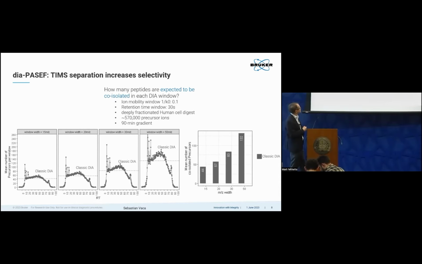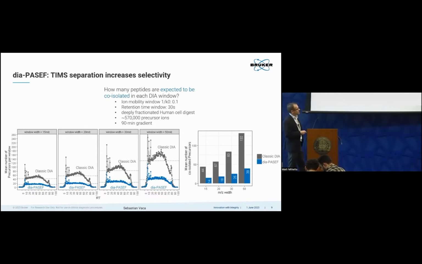So we go from 15 mass-to-charge to 20 to 30 to 50. What we see is that, without mobility, the mean number of precursors that you isolate is really quite high, right? And obviously, as you go to wider windows, the number of co-isolation events is larger and larger again. But if we now take that same data set and look at it with the mobility taken into account, you can see there's a really significant reduction in the number of features that are co-isolated in the system.